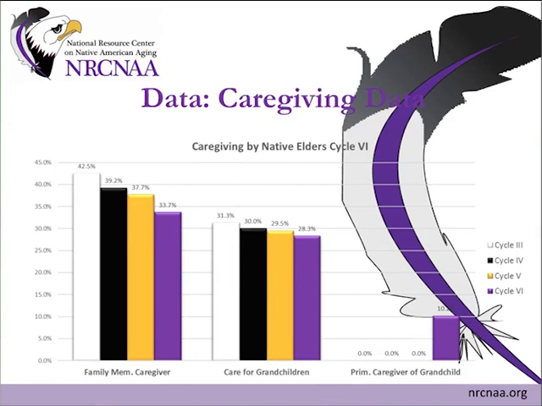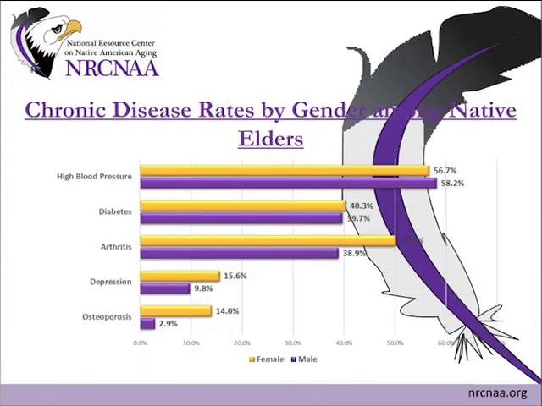So here's another graph that I wanted to give you an example of. Here we see the comparison by gender among Native elders. The yellow line represents female Native elders, and the purple line represents male Native elders. As we can see, high blood pressure and diabetes are around the same for both genders. But once we get to arthritis, Native female elders have a higher prevalence. Then we get to depression, and it's almost 1.5 times more than the Native male elders. And when we look at osteoporosis, it's almost 5 times more for Native female elders compared to Native male elders.